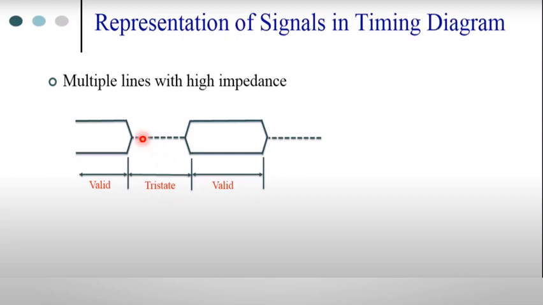So once the microprocessor is in tri-state, what is it going to do? It is going to float the address, data and control lines. Once the current machine cycle is completed, it floats the address, data and control lines during this high impedance state or tri-state. That is represented by this multiple line with high impedance.